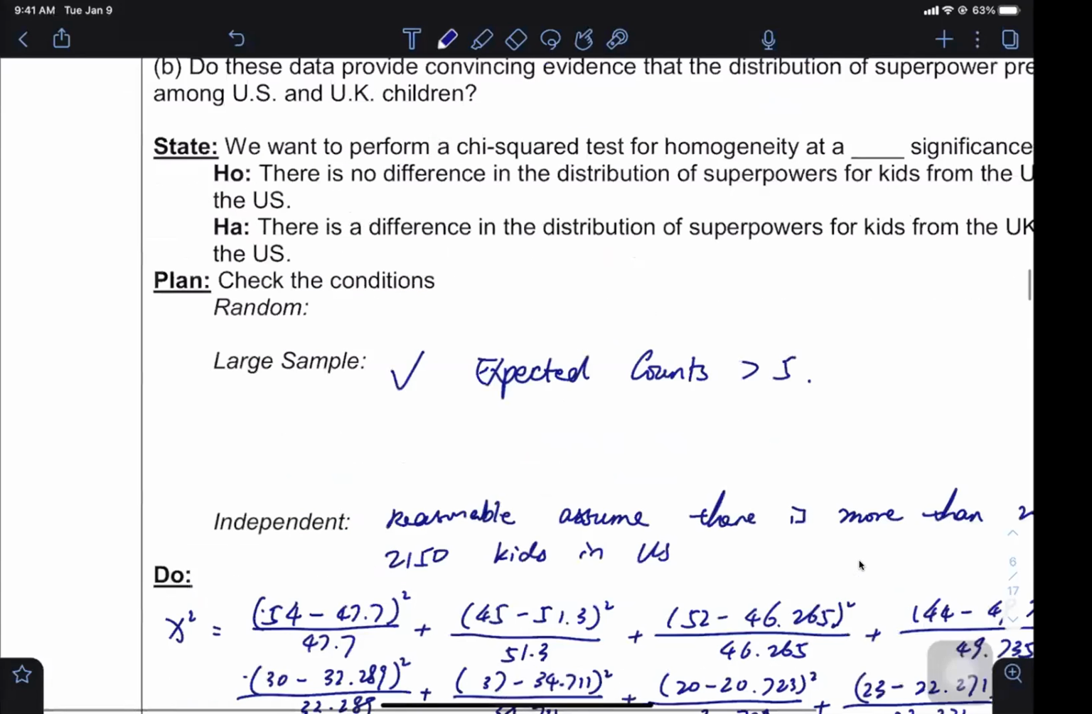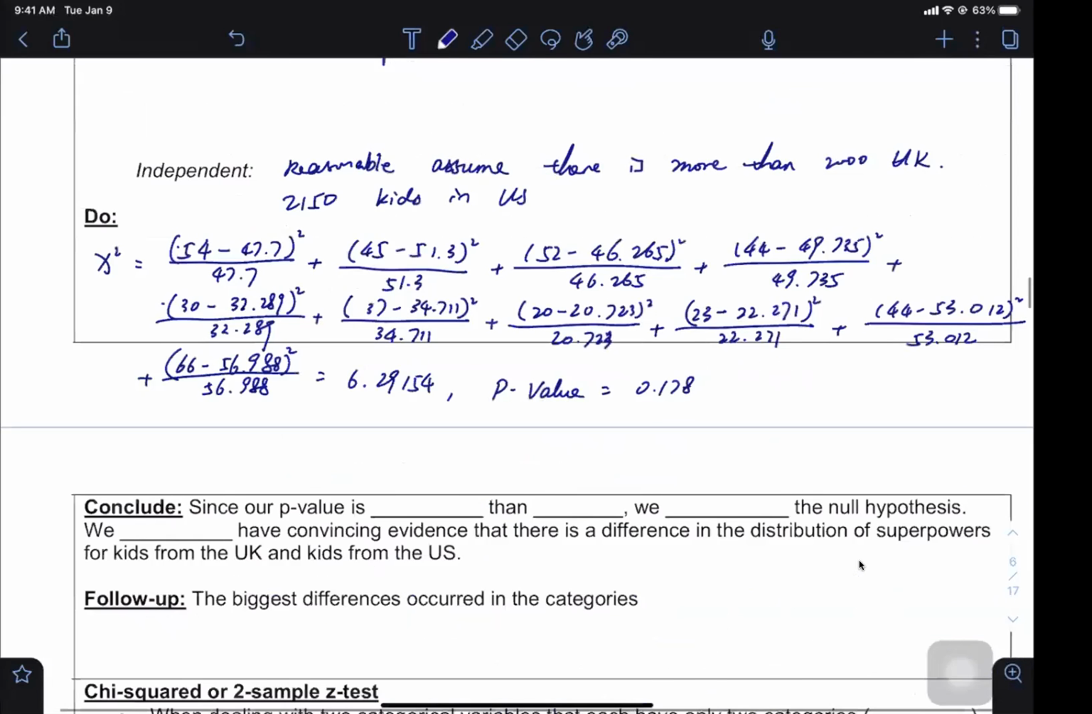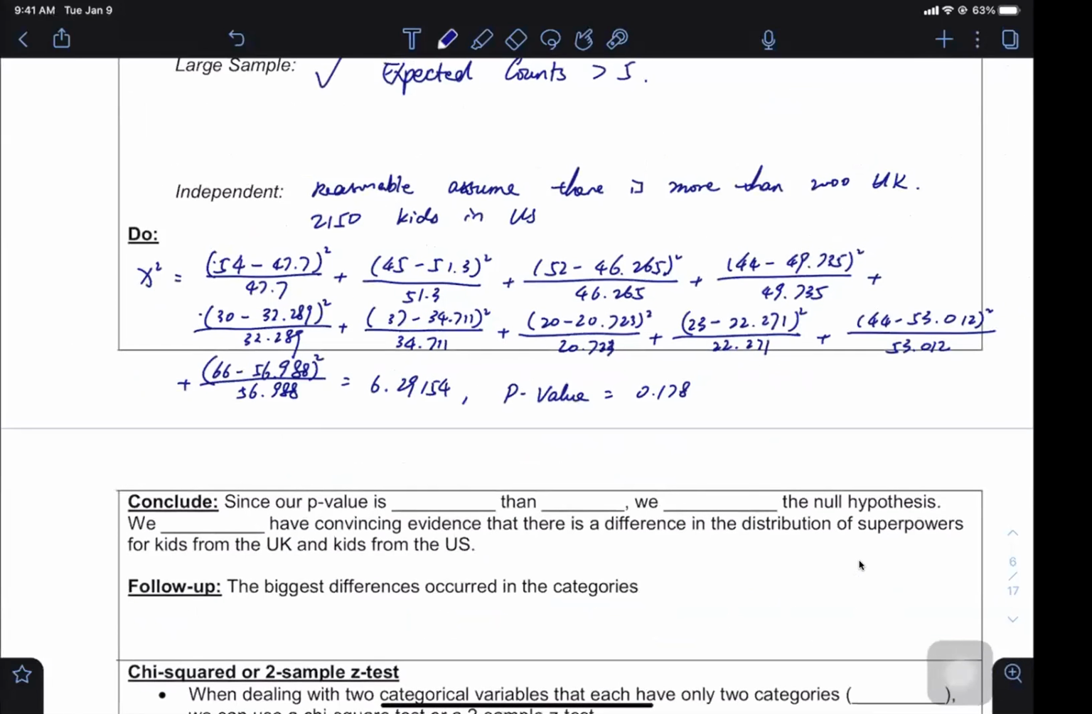So our p-value is 0.178. Because our p-value is greater than the 5% significance level, we fail to reject the null hypothesis. And then we don't have any convincing evidence that there is a difference in the distribution of superpowers for kids from the UK and the kids from the US.